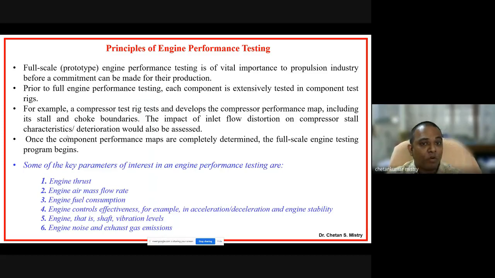Now, what we need to do is the testing. What kinds of testing do we have? We can have engine thrust test, engine air mass flow rate, fuel consumption. Then we need effectiveness in terms of acceleration or deceleration. Also engine stability: vibration level, shaft, noise, exhaust. All these things we need to test when we are getting the certification. We are not doing any kind of certification, but you can understand these are the requirements.